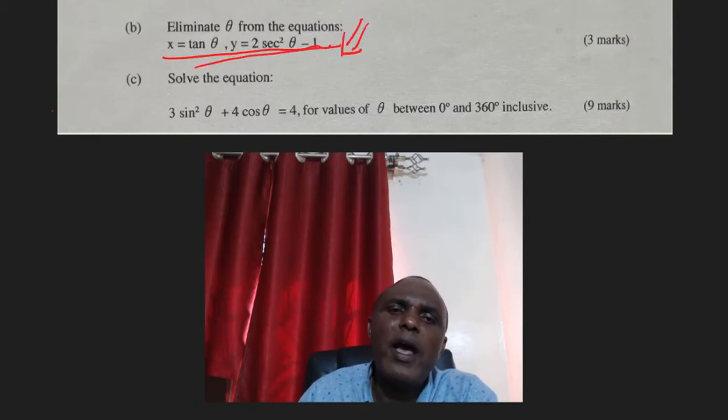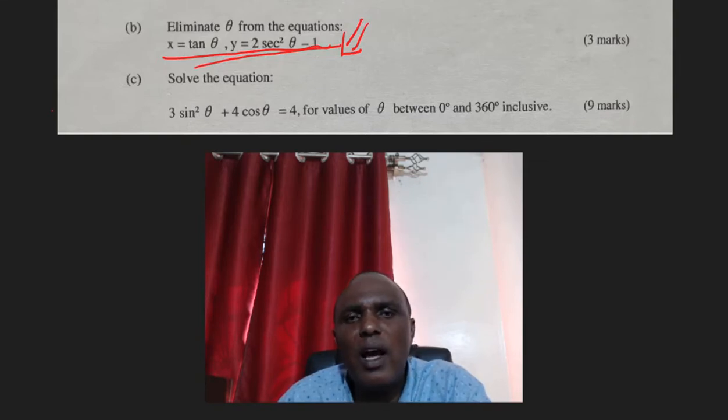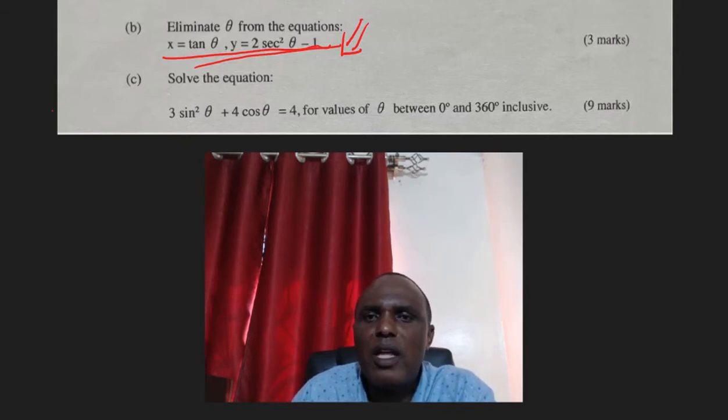We are required to combine these two parametric equations into one equation which is expressed in terms of x and y, and we will do that by removing the parameter. In these two equations, the parameter is theta. That is, theta is the parameter.